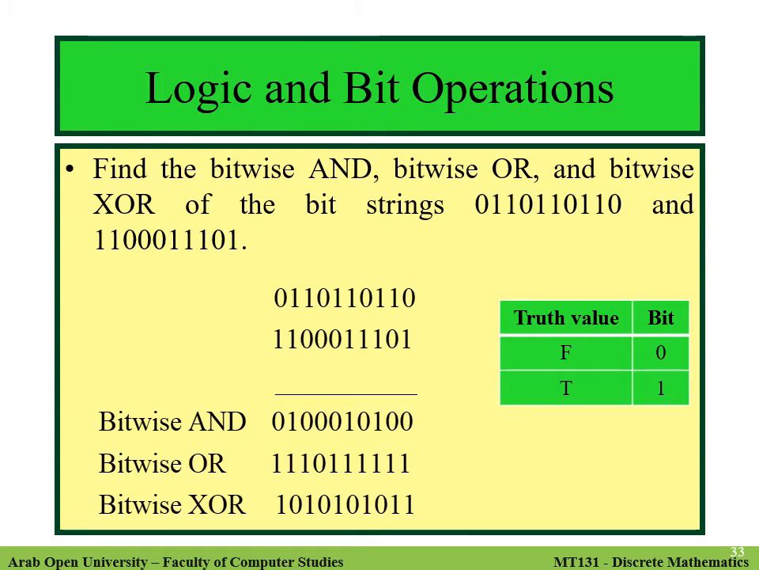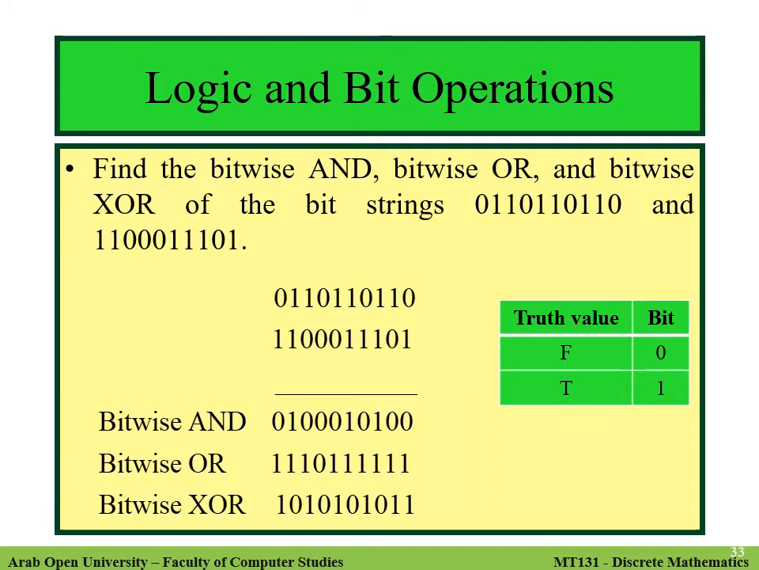For the OR, you get a different result. For the OR, it is enough that one of them is 1. If both are 0, you get 0. If one of them or both are 1s, you should get 1. Let's do a few. 0 or 1 is 1. 1 or 1 is 1. 1 or 0 is 1. 0 or 0 is 0. You should do this for all the digits.